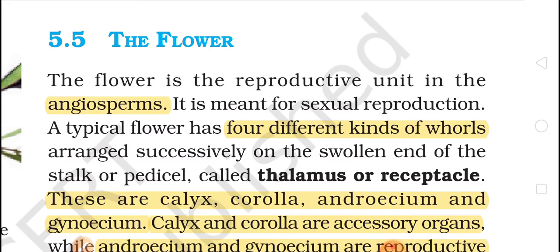Children, in our previous videos, we were discussing chapter 5, that is morphology of flowering plants. In this chapter, we have discussed root, stem and leaves. Now the next topic that we are going to start is the flower. The flower is a reproductive unit in angiosperm.